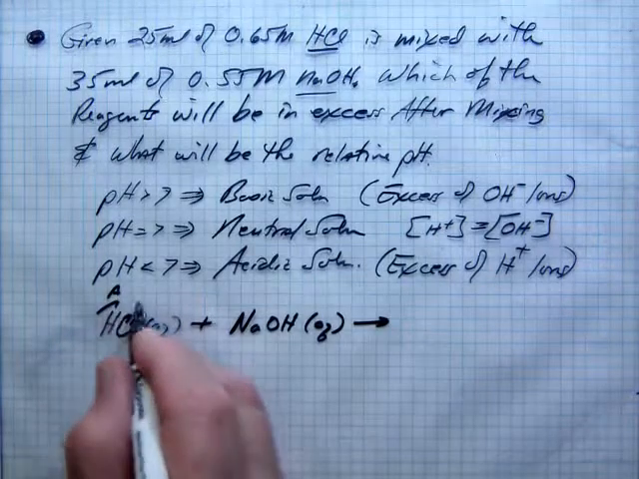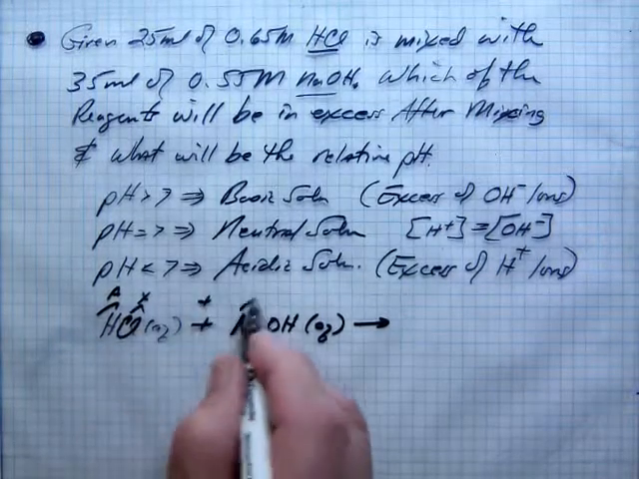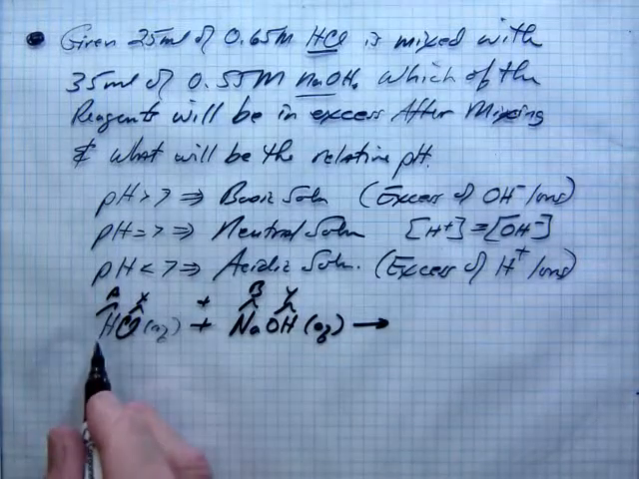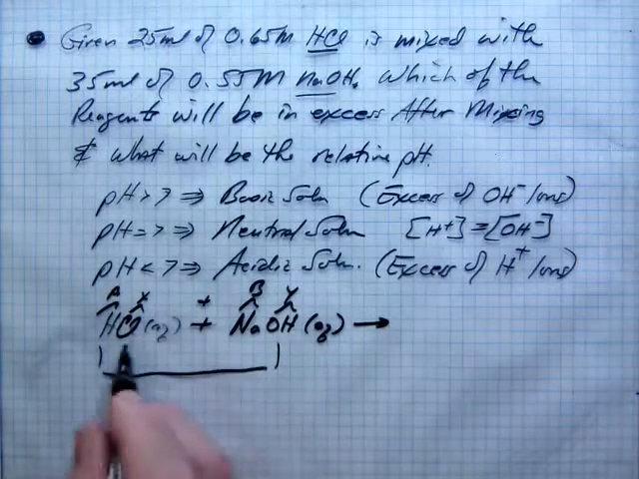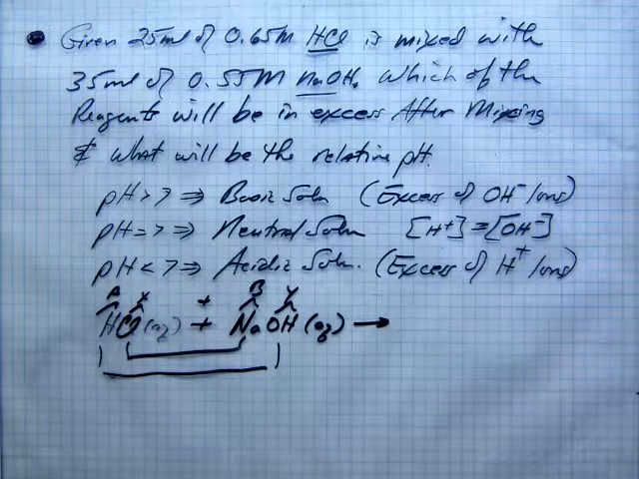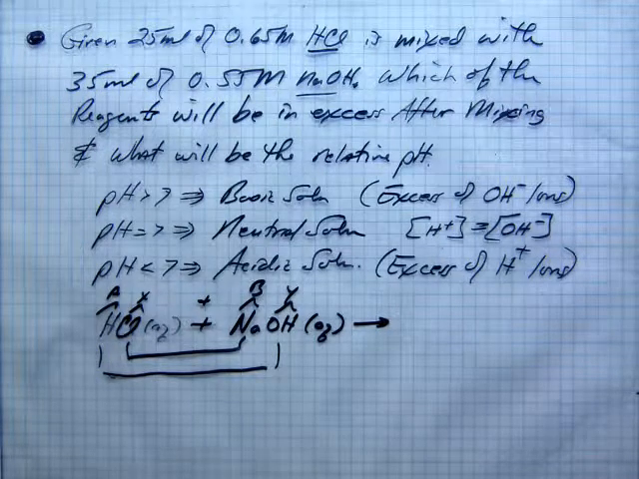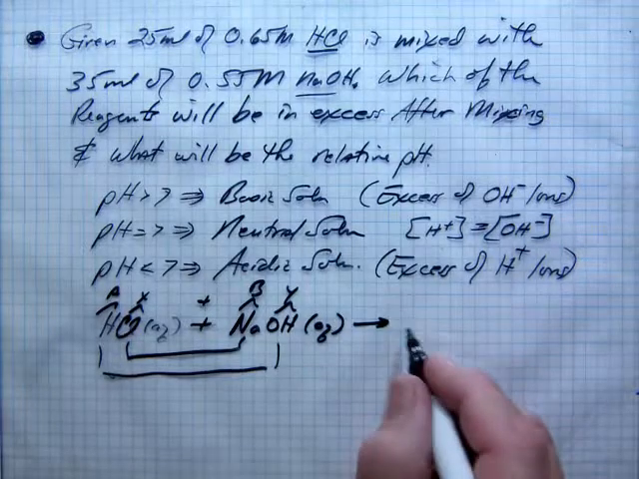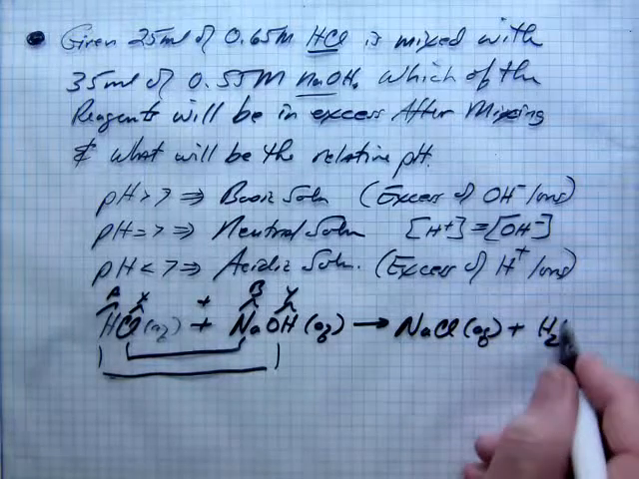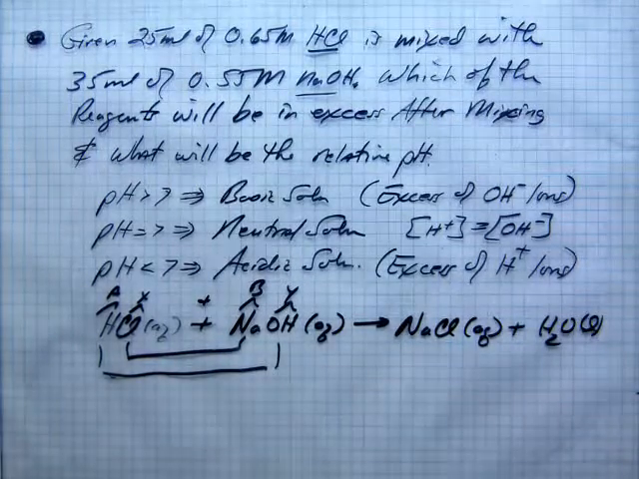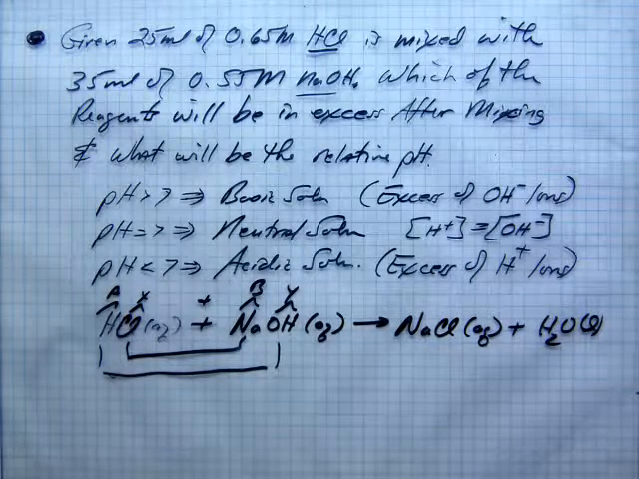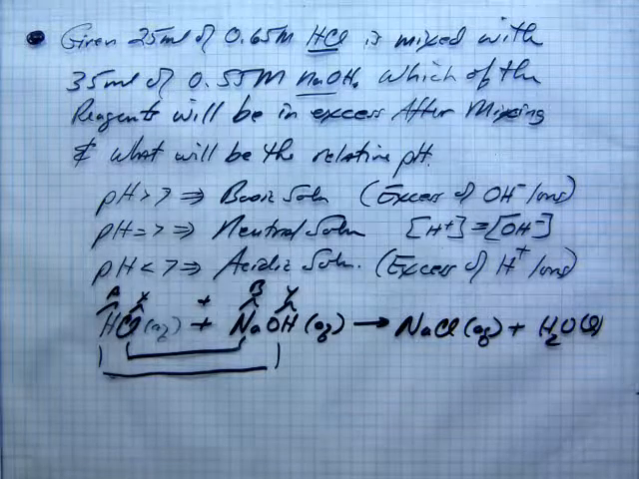Just to review, AX plus BY goes to what? You take the outside ones, remember how I told you to do that, and then the inside ones, put them together. And I like to suggest you put the driving force, in this case water, and most of the problems will be water, on the end of the reaction. So NaCl aqueous plus H2O, and that's your driving force. So we've gotten the equation, and it is balanced. This is one of the simpler acid-base reactions.